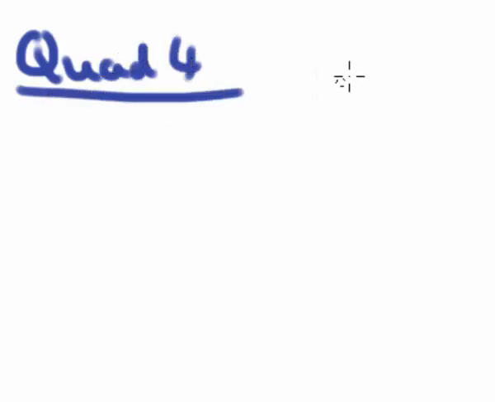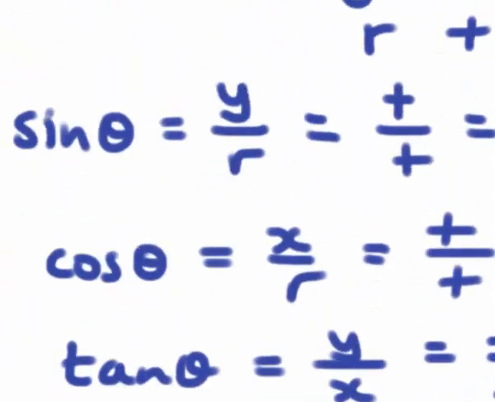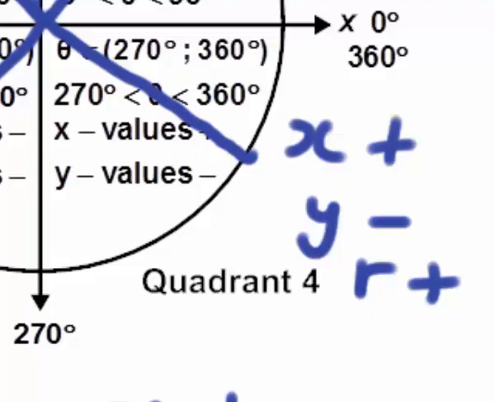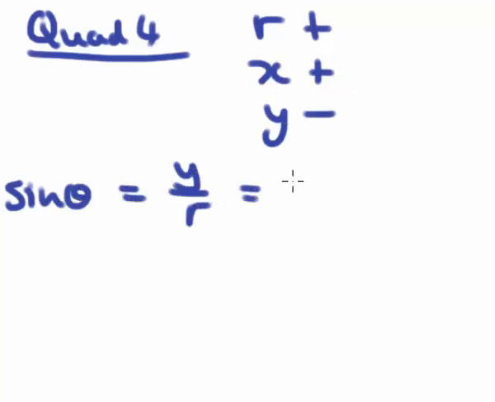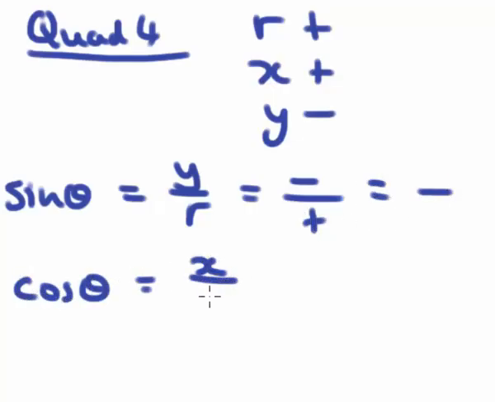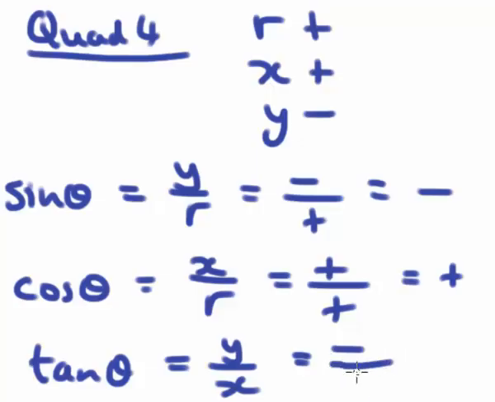What about quadrant 4? In this quadrant, the r is positive, the x is positive, but the y is negative. There we go. You can see it from here. X is positive, y is negative, but r is positive. And if you look at the trig ratios here, sine theta is equal to y over r, which is y negative over the positive radius, which is negative. The cos of theta is x over r, which is positive over positive, which is positive. And the tan of theta is the y over the x, which is the y being negative, the x being positive, and there you have it, it's negative.